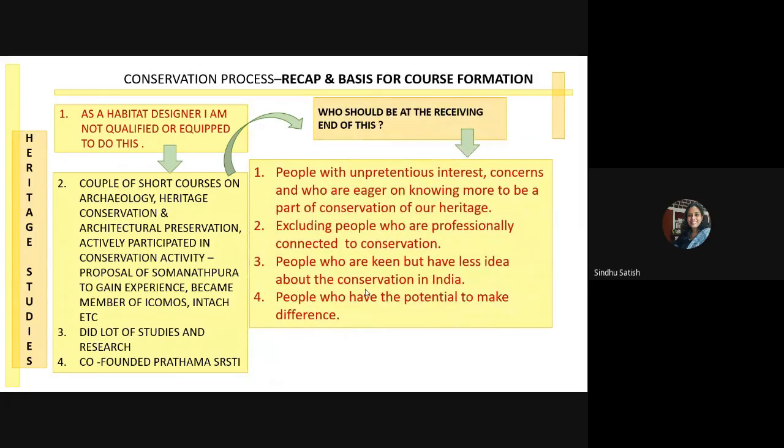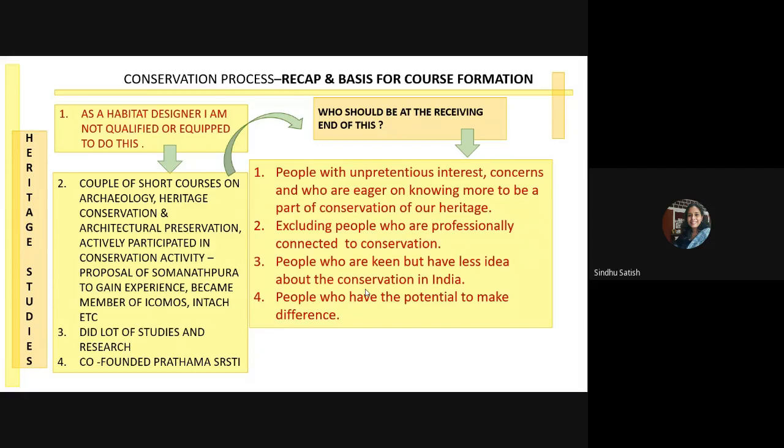After all these things, I felt a little confident, and I felt, okay, something that I can do. I have little knowledge about this conservation and all. Now I have to bring in some kind of awareness. I felt a lot of people on the receiving end should be what I have today, fortunately, in this forum.